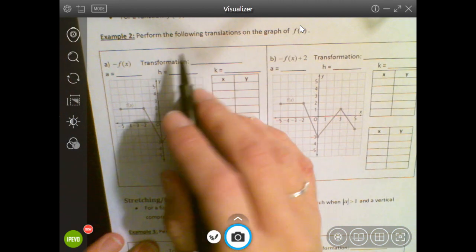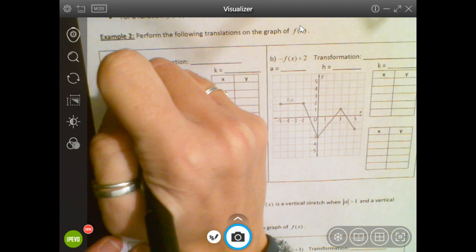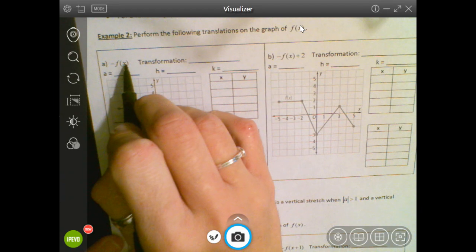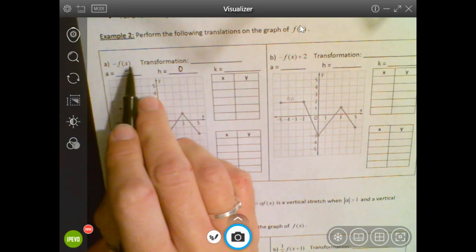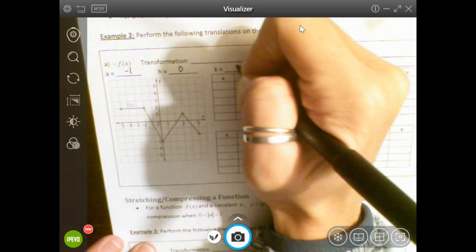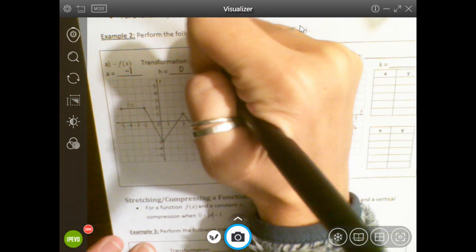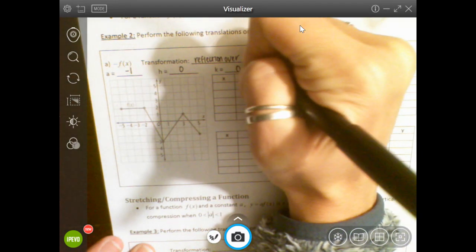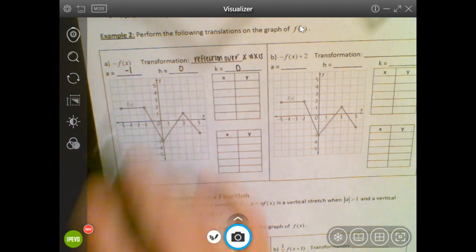So in this first example, that's exactly what we want to do. We know that our a value is going to be a negative, and again, that's going to be a 1 if there's no number there. Our h value, we've got nothing going on inside the set of parentheses, so that must be 0. K value, we've got nothing going on at the end, so that's going to be 0. So the only transformation here is going to be a reflection over the x-axis. And again, that's because the a value here is negative.